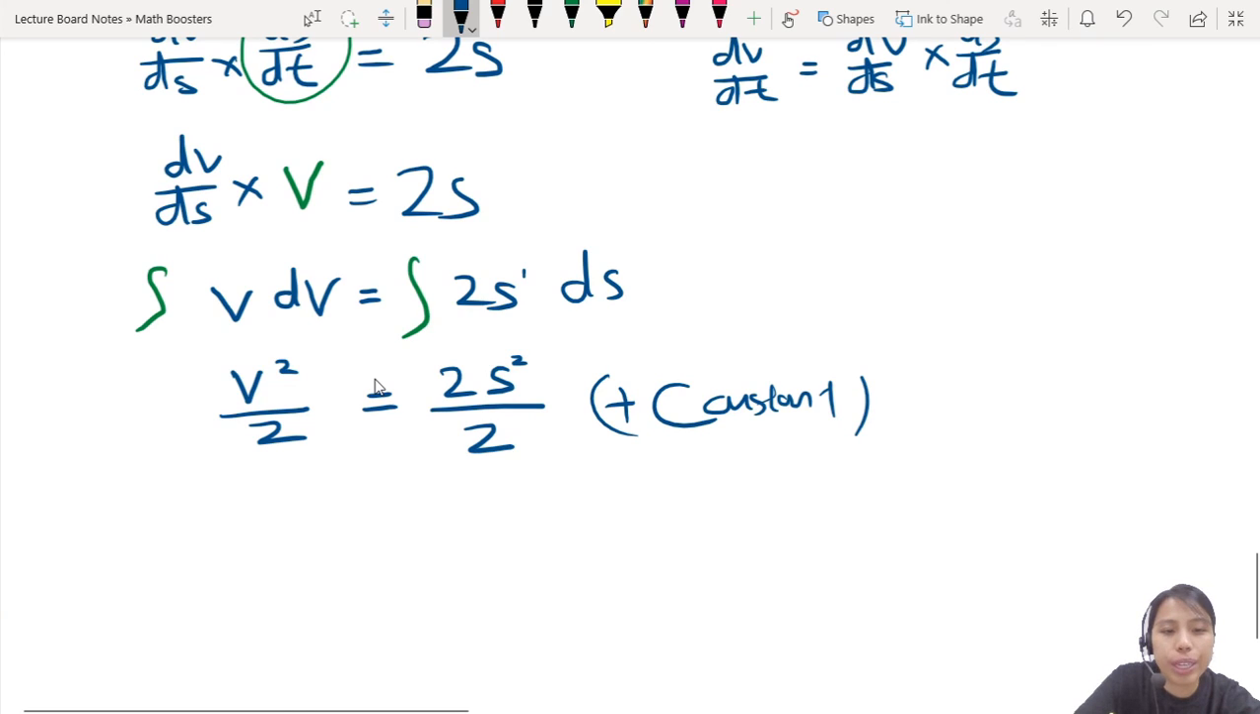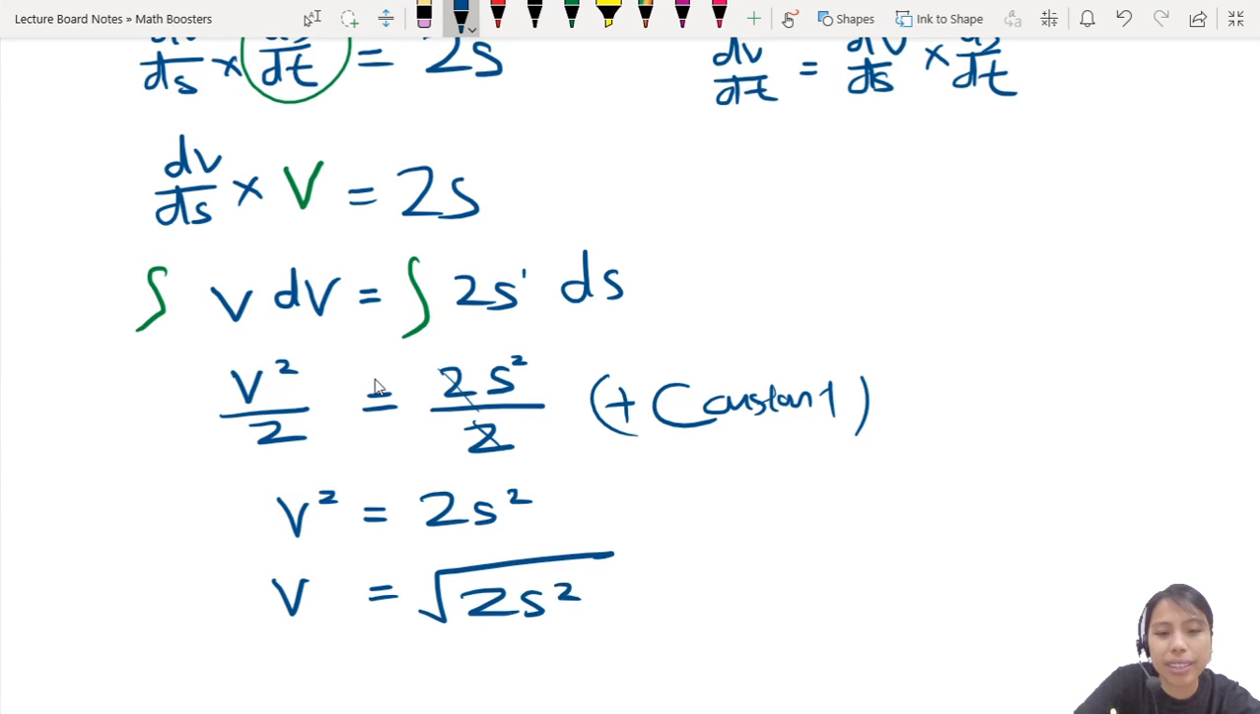So your equation will be v squared, then 2 and 2 cancel out. v squared equals 2s squared. If you want to simplify a bit, v equals square root of 2s squared. Or square root of 2s. There.